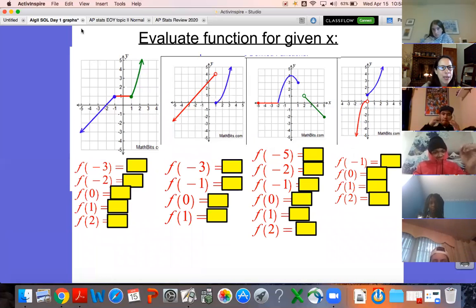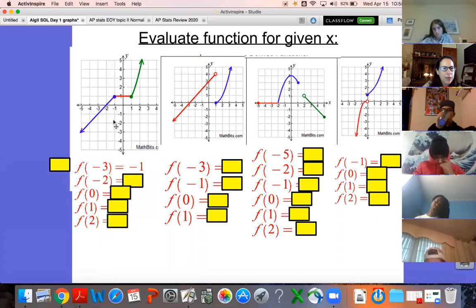Okay, to evaluate, you just look for the y value. So let's go back to this graph. You've seen it before. If I say find f of -3, I'm targeting the -3 on the x-axis. So here's -3, and I read the graph's y value. This -3 value is here, and the y value is -1.